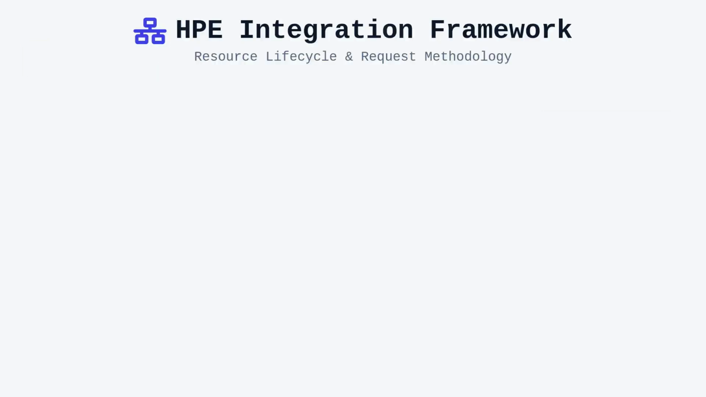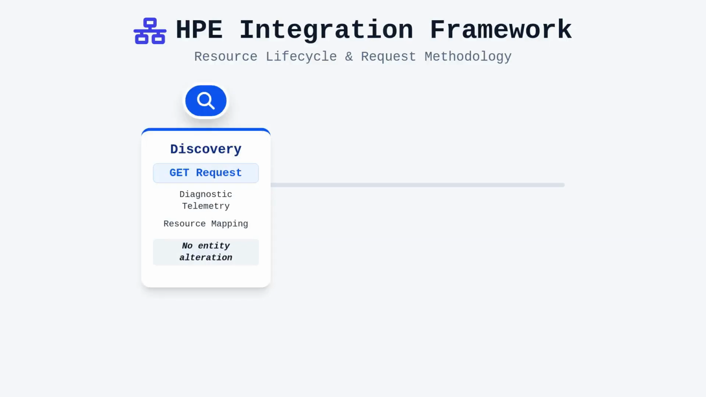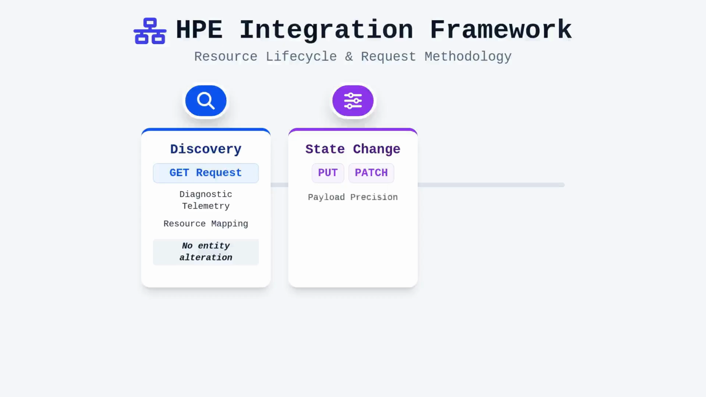Effective integration necessitates an understanding of the relationship between request methods and resource lifecycle states within the HPE environment. A GET request is your primary instrument for diagnostic telemetry and resource discovery, allowing you to map the environment without altering the managed entity. When we perform state changes, we shift to PUT or PATCH requests, where the precision of the payload determines the success or failure of the deployment heuristic.